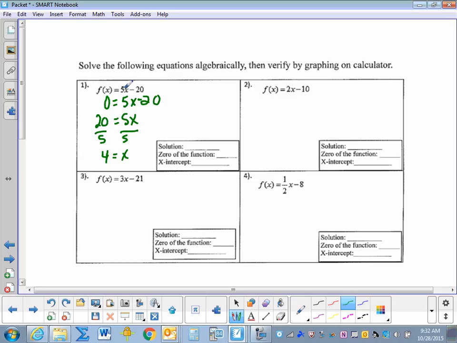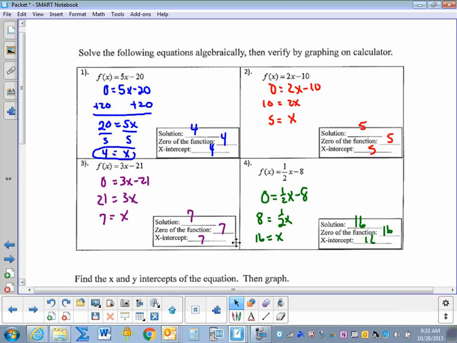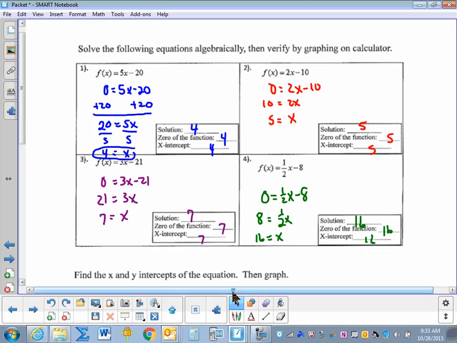So 5 times 4 is 20. 20 minus 20 is 0. So our solution is 4. We could also call it the zero of the function, or the x-intercept. And if you wanted to verify that, go ahead and graph it. And then go ahead and try number 2, 3, and 4. So number 2, 5 is the answer, number 3 is 7, and number 4 is 16.